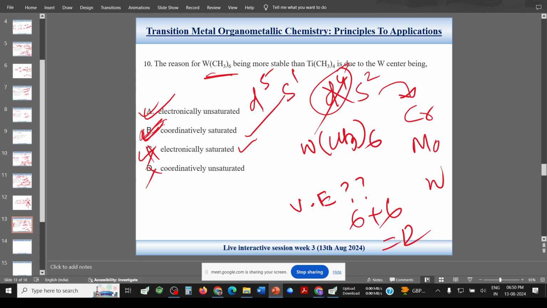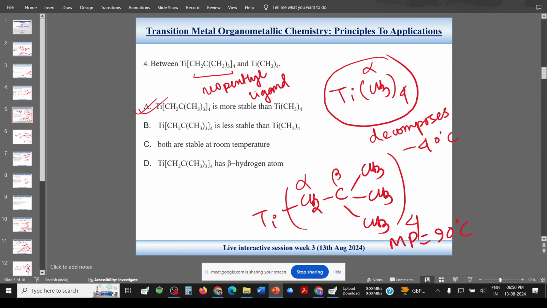Sometimes stability does not lead to electronic saturation or coordinative saturation. We saw in the first question the neopentyl ligand. The neopentyl complex has 4 ligands, and the tetramethyl also has 4. Both have 4 ligands. Why is the neopentyl one coordinatively saturated, but not the methyl one? We are considering saturation with respect to 6, so both are coordinatively unsaturated. But I am saying this is coordinatively saturated because of the large size. The same thing appears here also.